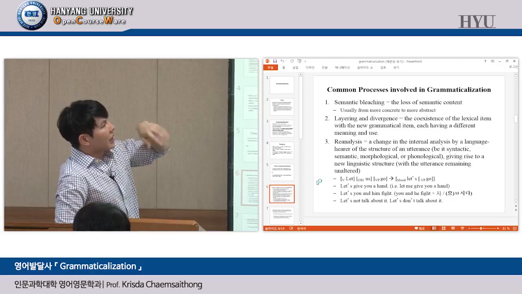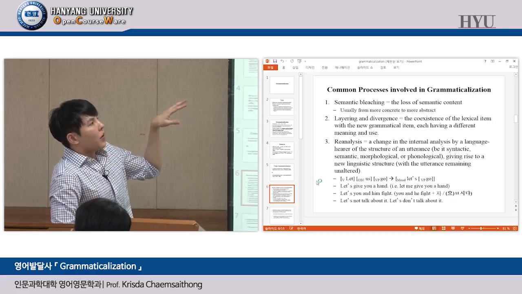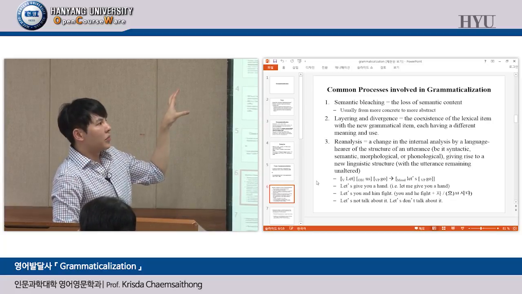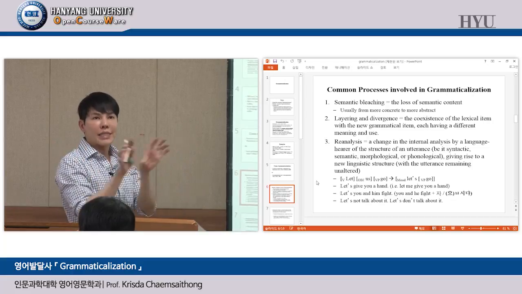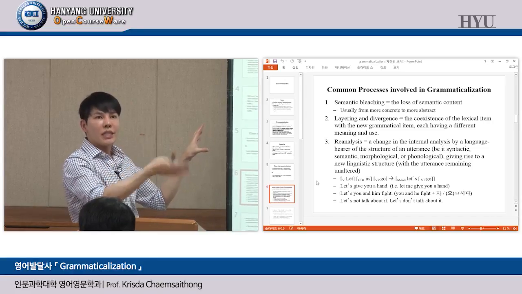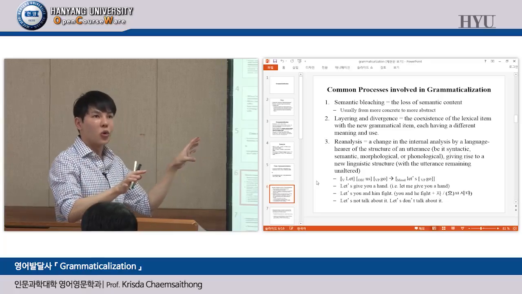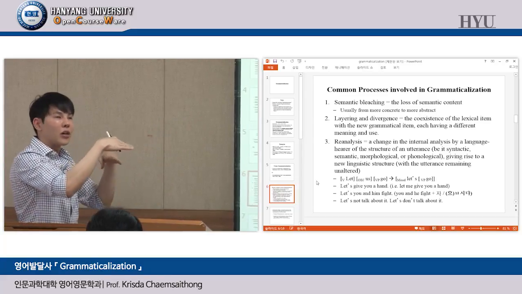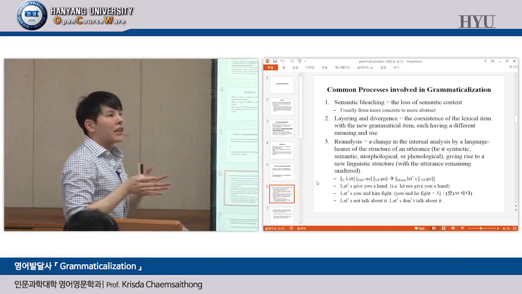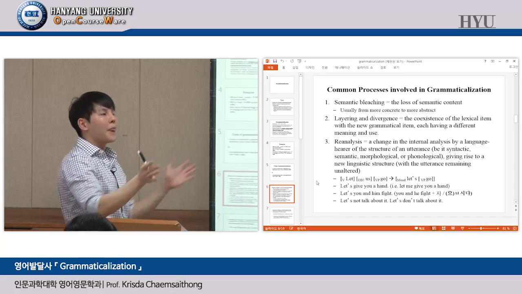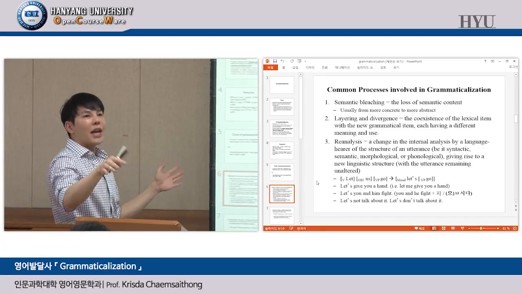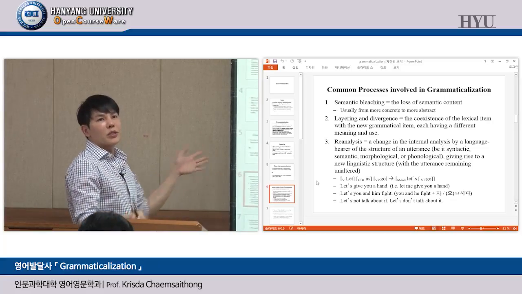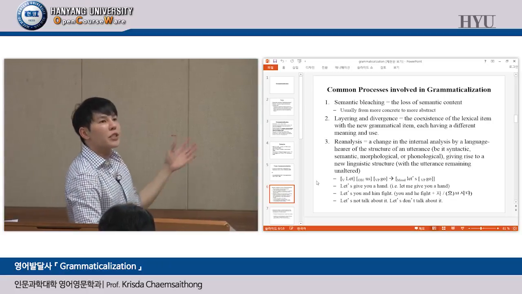And then the second thing is layering and divergence. What happens in grammaticalization is that there will be the coexistence of the lexical item and the new grammatical item side by side. So the old meaning still exists, and the new meaning coexists with it, right? So two meanings coexist, so layering, two layers. And divergence, meaning that they diverge, they go separate ways. So once they become grammaticalized, grammatical items are used like grammar items, but lexical items are used like lexical items. So they diverge in terms of use, they go separate ways.